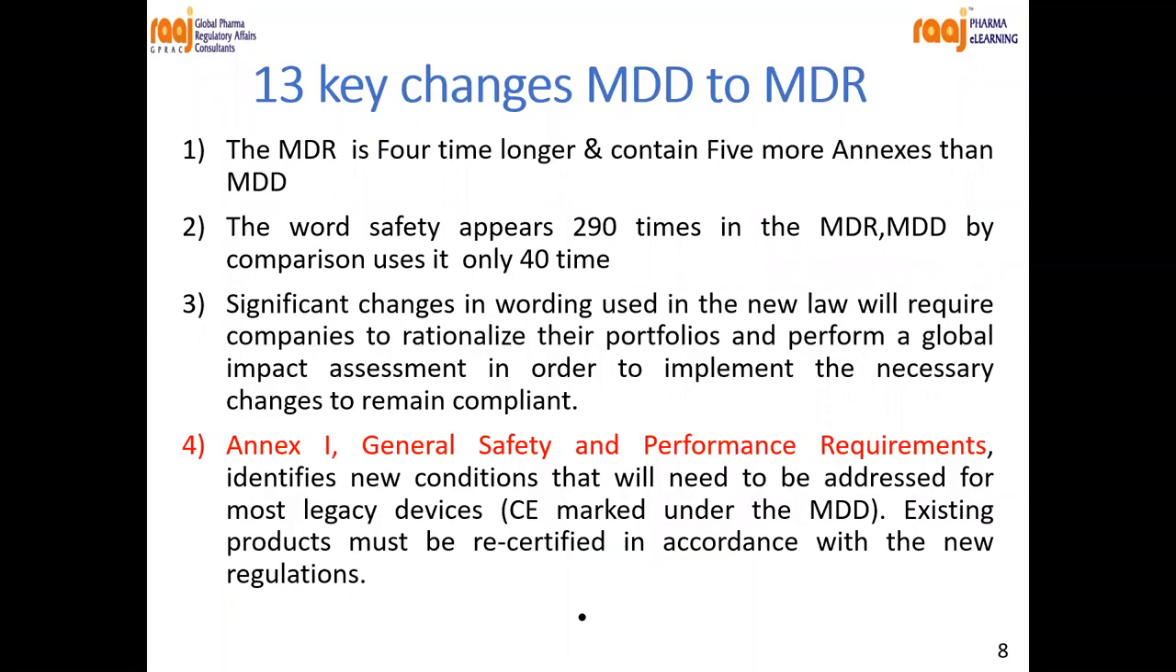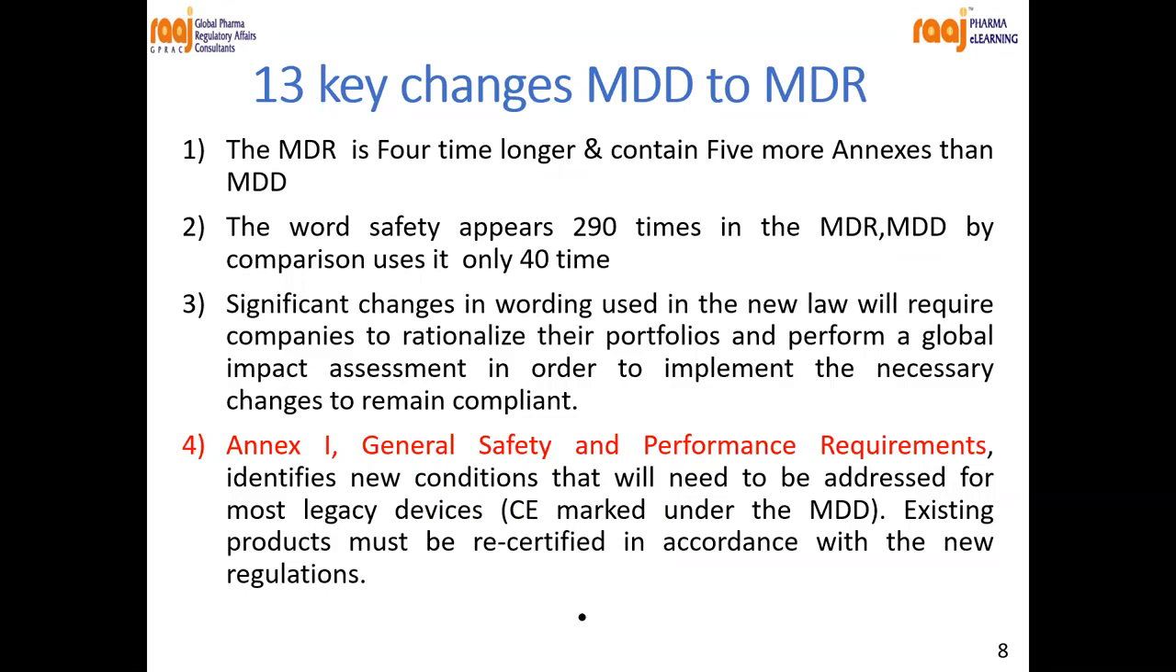Then there are annexures. So you have to understand that there are lots of changes as compared to MDD when we compare with the new MDR. The word safety appears 290 times in the MDR, and the MDD by comparison uses it only 40 times. So what is the meaning of this? That means they have focused more on safety parameters.